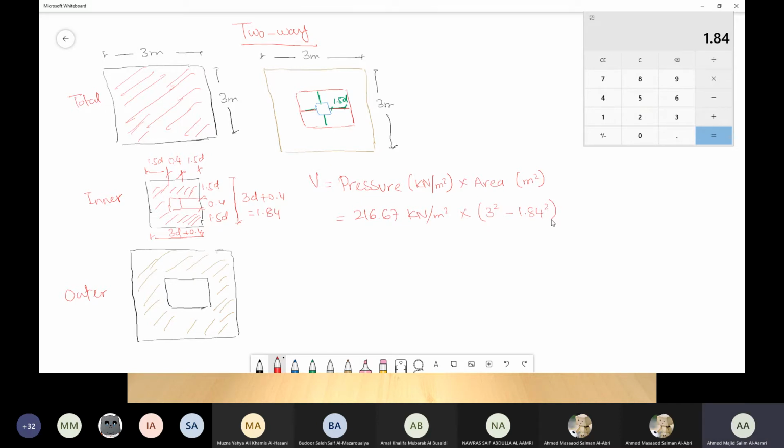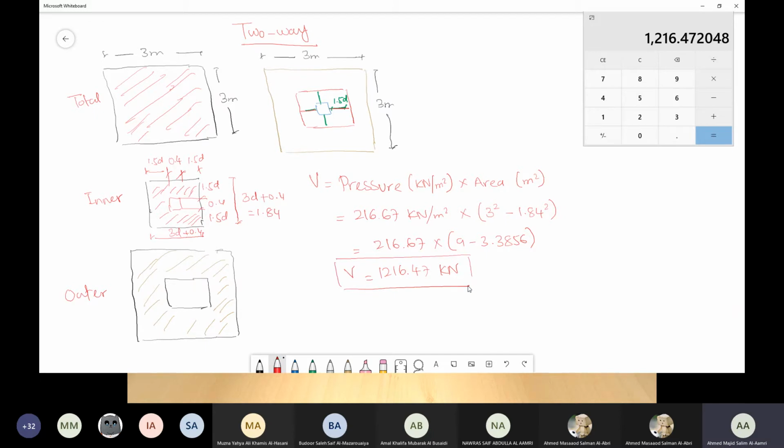Now my outer area is going to be the total area minus the inner area. So this is going to be 216.67 multiplied by 9 minus 3.3856, and I have got this value to be 1216.47. Are you with me? Yes. Okay.